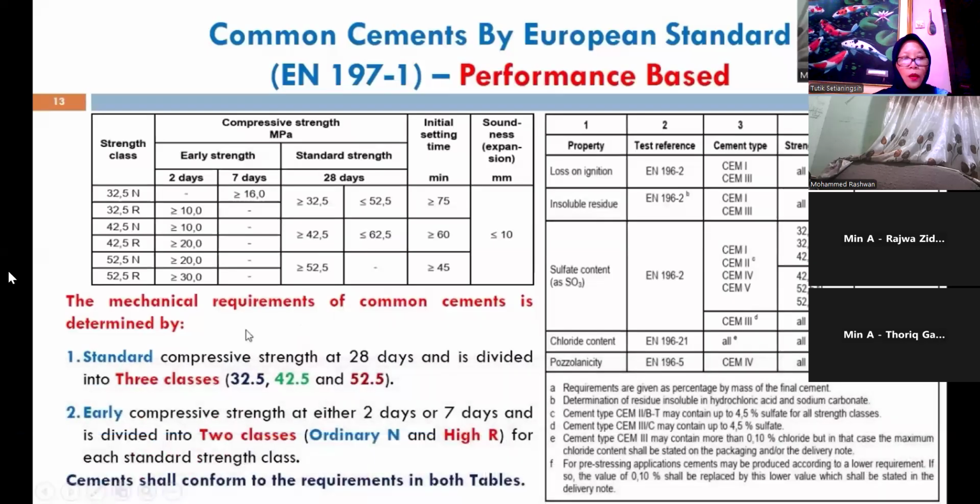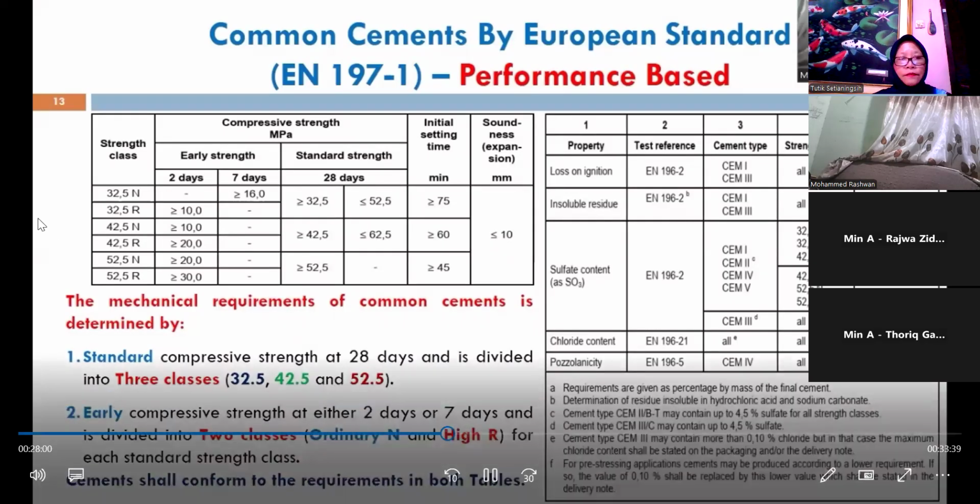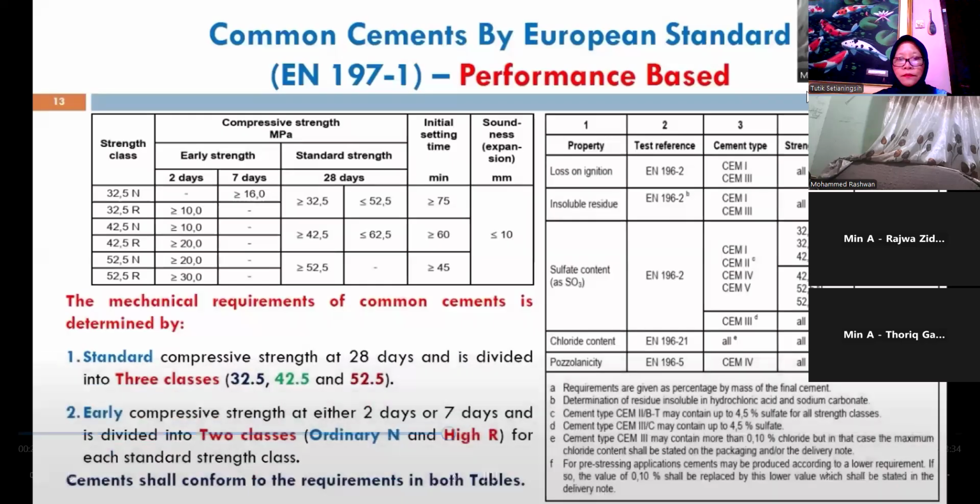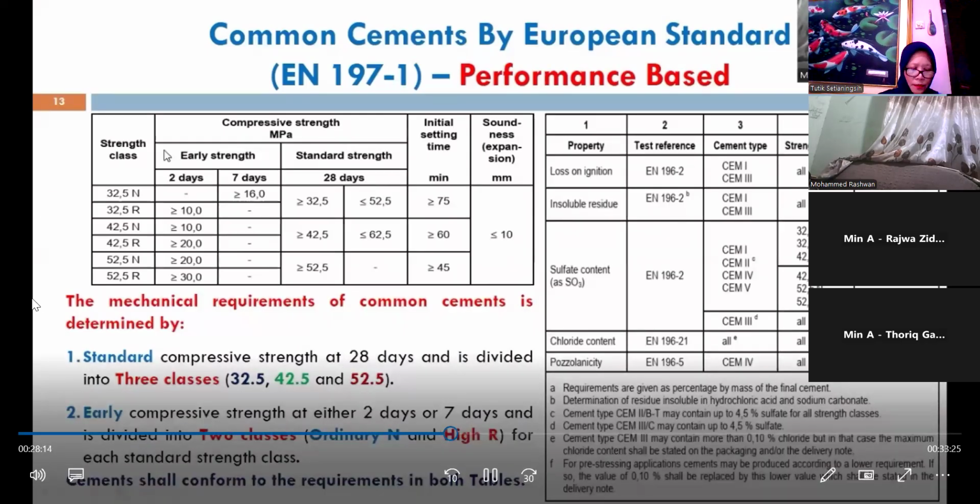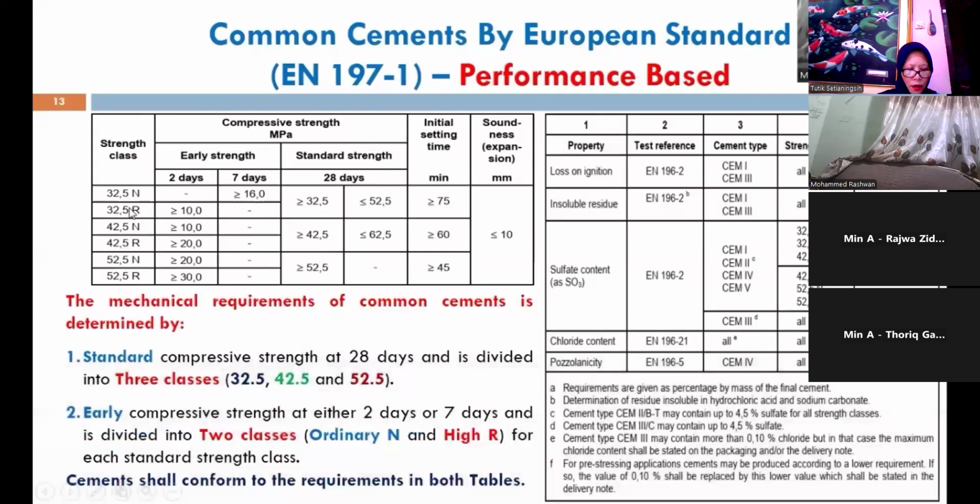And according to early strength, sometimes we need cement to be early strengthened, or rapid hardening. In this respect, the cements are classified into two classes: ordinary, class N, and high early strength, class R. That means there are six strength classes: 32.5 N and 32.5 R, and so on. And this is according to the strength at early ages, like 2 days and 7 days, especially 2 days.